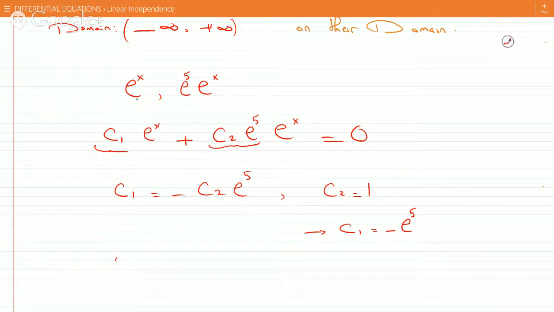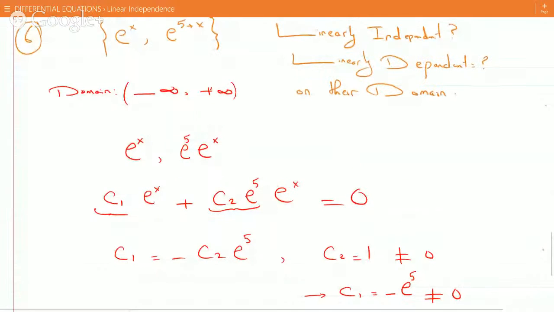So therefore, since we were able to find something that's not 0, they are linearly dependent.